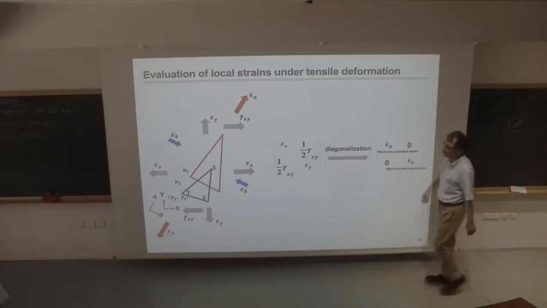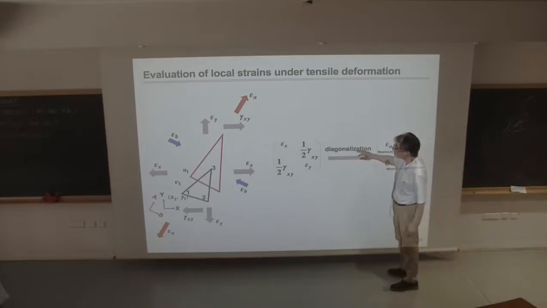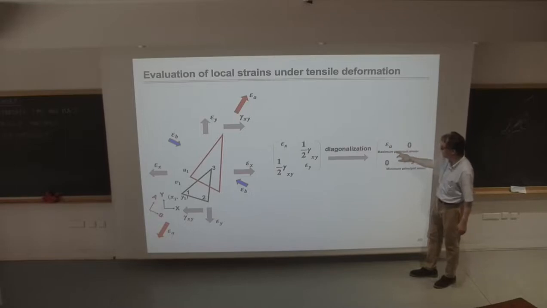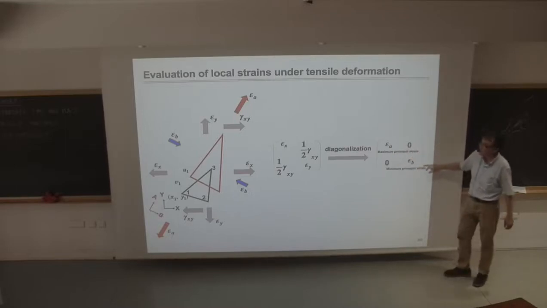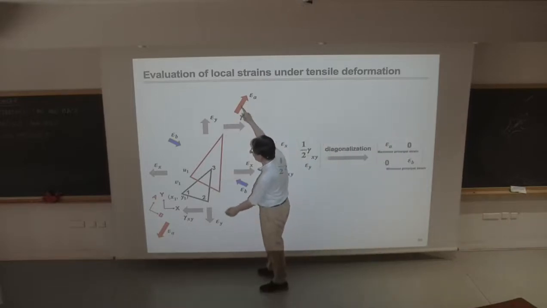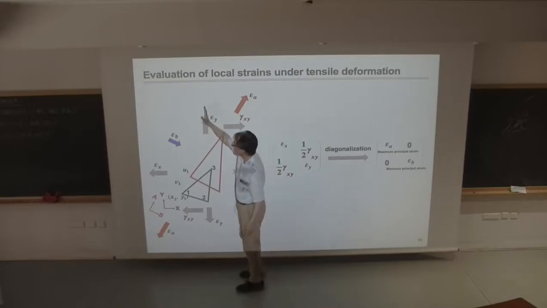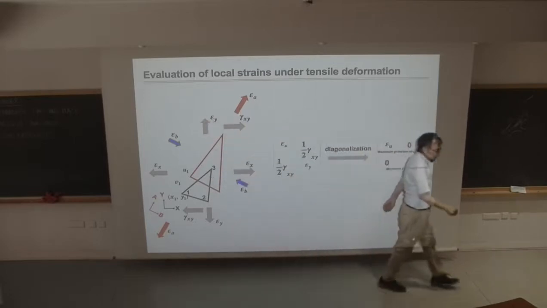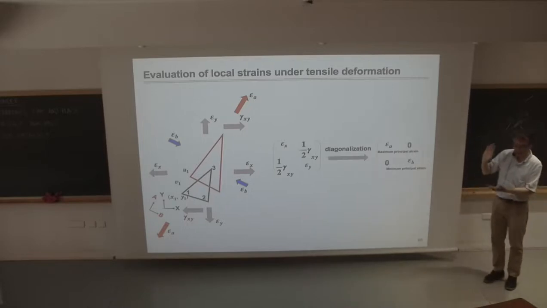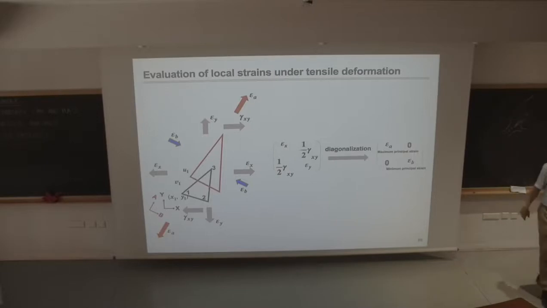And further, we can do the diagonalization, and then make the shear component 0. Then that would be the maximum principal strain and minimum principal strain. Normally, the direction of the maximum strain or minimum strain is not x and y, so the stretching direction is different from the maximum strain direction, but normally it's quite the same.